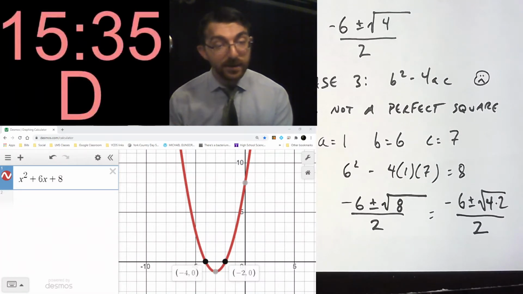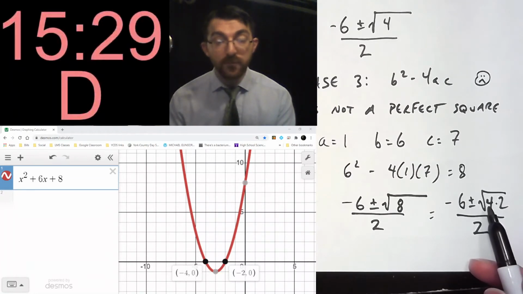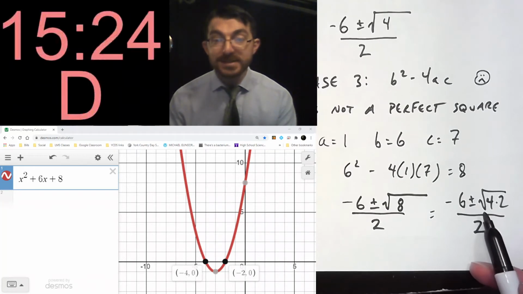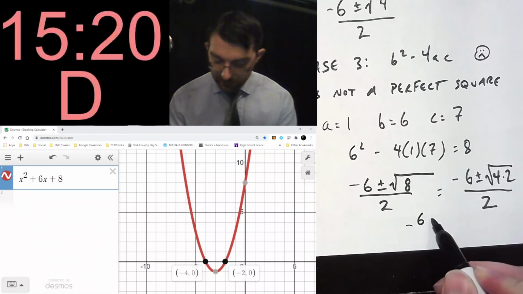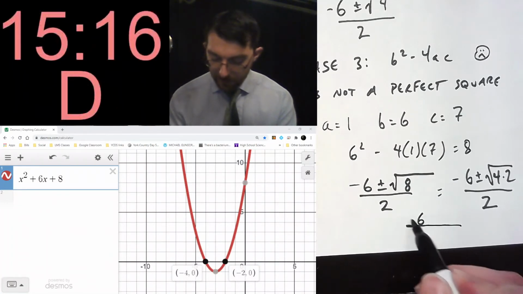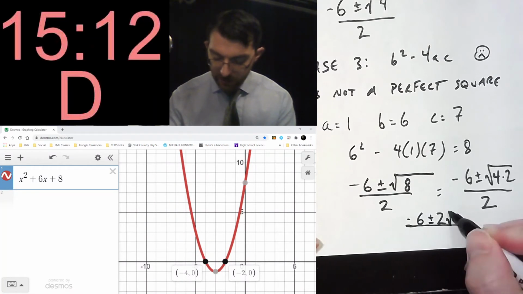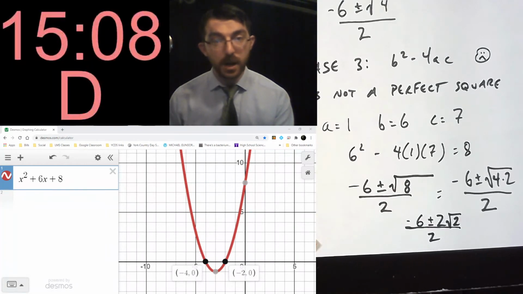Now that is going to be possible, okay? You factor out that square root of 4, and it just turns into a 2 outside of the square root, like this. Minus 6... oh, that's not even a minus. Here, I'll just let that be the fraction line. Minus 6 plus or minus 2 times the square root of 2 over 2. You see where it's going?